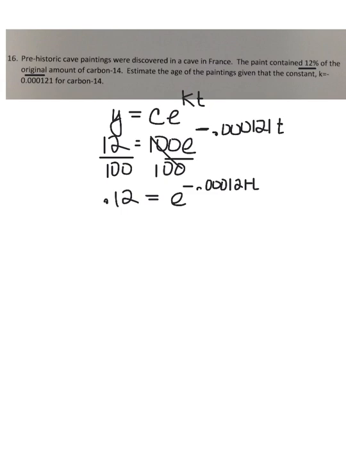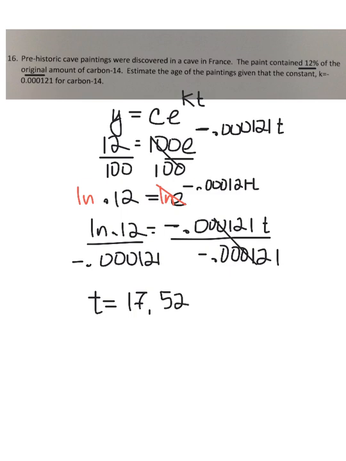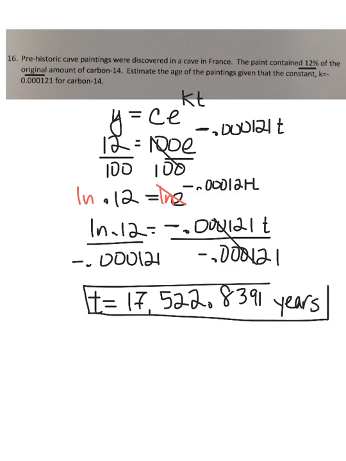0.000121 t. You see an e, so remember, we're going to ln then, and that will cancel that out because the ln of e is just a 1. So we have the ln of 0.12 equals negative 0.000121 times t. And then I can just divide that out, negative 0.000121, and same thing over here. And that's going to cross that out. And then you just throw that into your calculator. And you will end up with t being 17,522. Now, it doesn't tell me what to round to, so I'm going out 4 places past that decimal. 0.8391, and the unit is years.